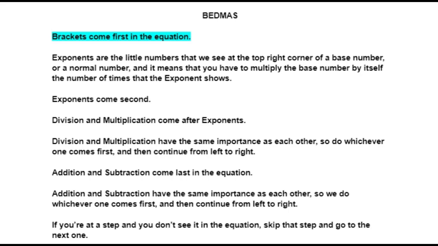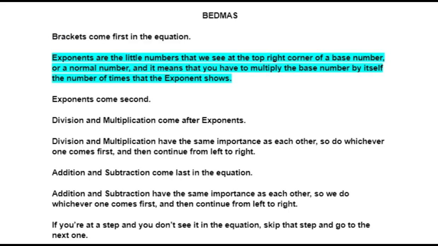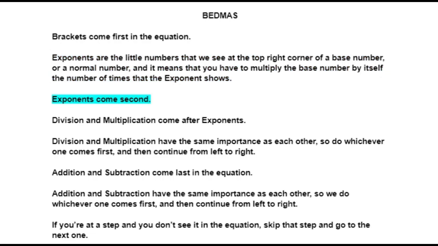We learned that brackets come first in the equation. We learned that exponents are the little numbers that we see at the top right corner of a base number, or otherwise known as a normal number. And it means that you have to multiply the base number by itself the number of times that the exponent shows. We learned that exponents come second in the question. We learned that division and multiplication come after the exponents. We learned that division and multiplication have the same importance as each other, so we do whichever one comes first and then continue from left to right.